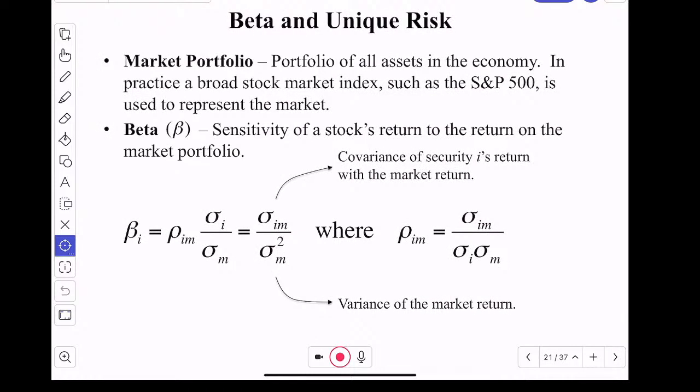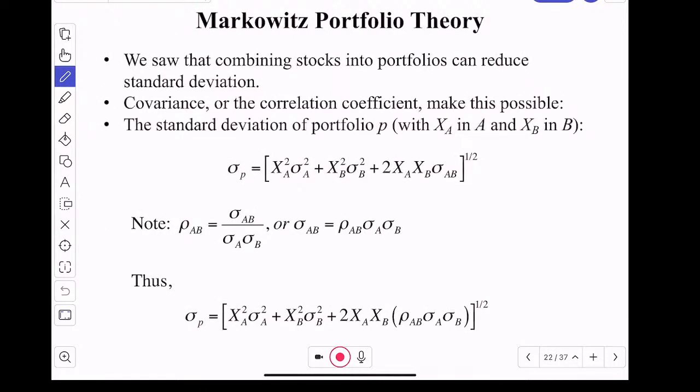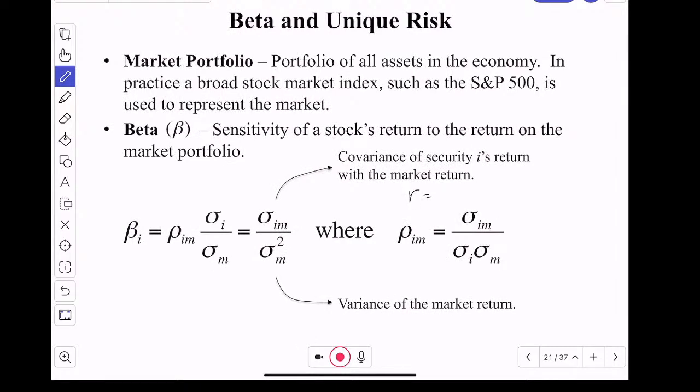So where we think of the market portfolio as the portfolio of all assets in the economy, we use this broad stock market index such as the S&P 500 to represent the market. And beta is a sensitivity of stock returns to the returns on a market portfolio. And we end up with these formulas. I show you these two versions, and this one comes from using this substitution, where this is just the standardized covariance. So that's why we did the statistics review, because I'm going to use all these results that we discussed.